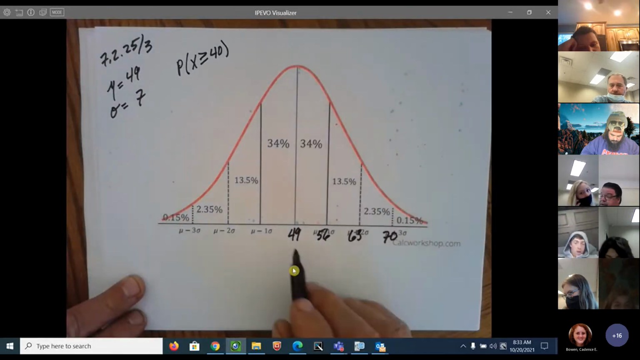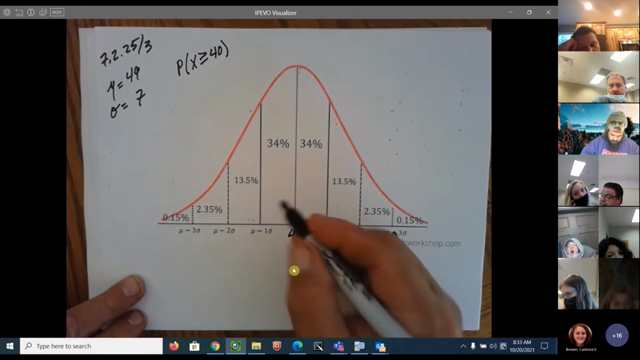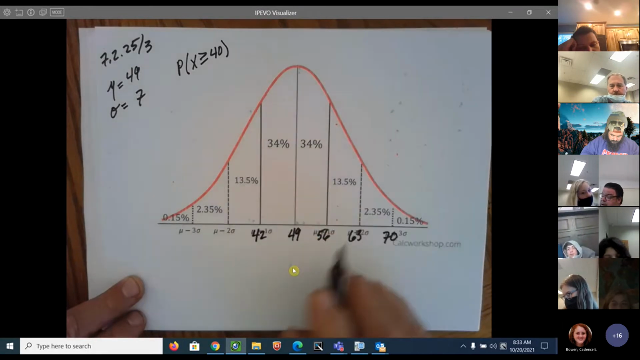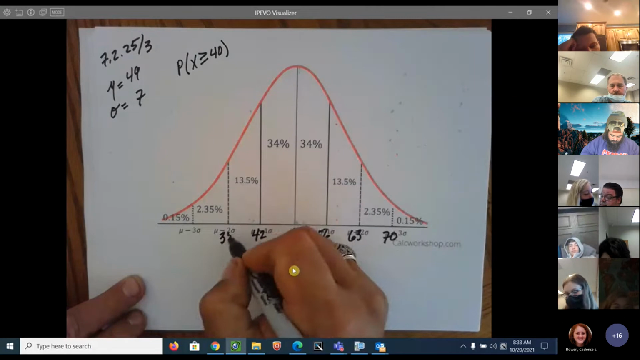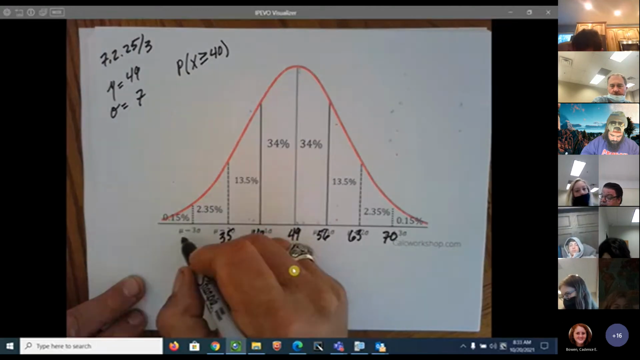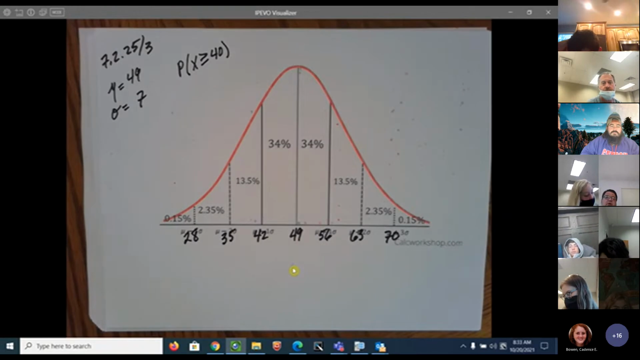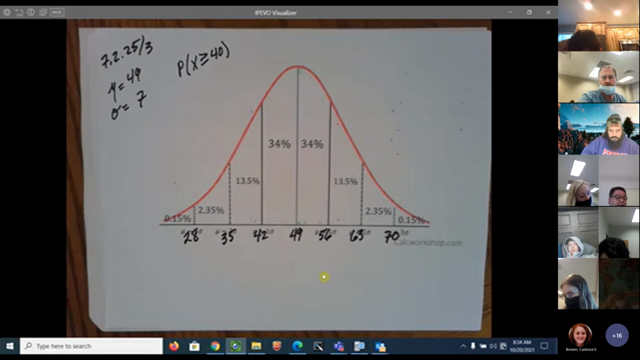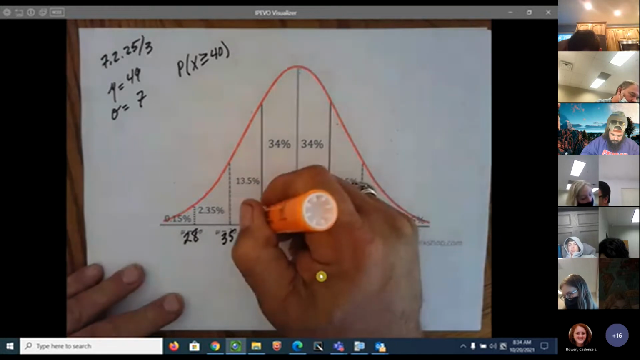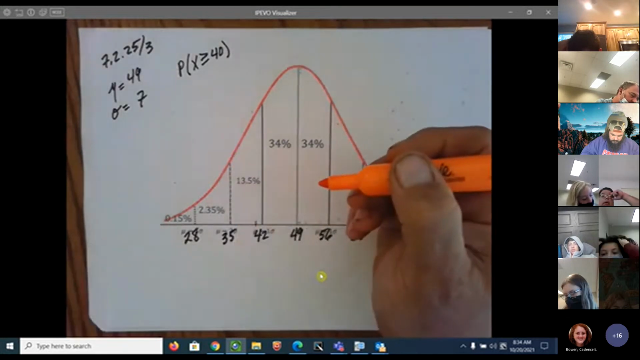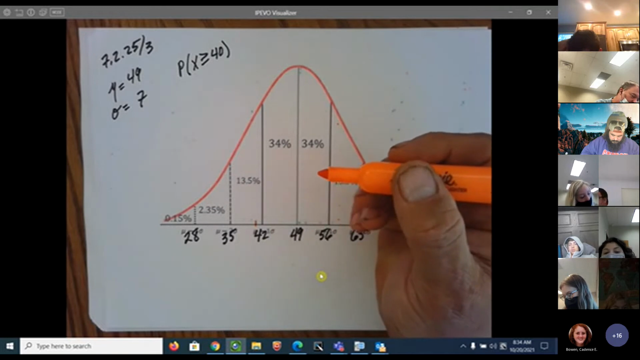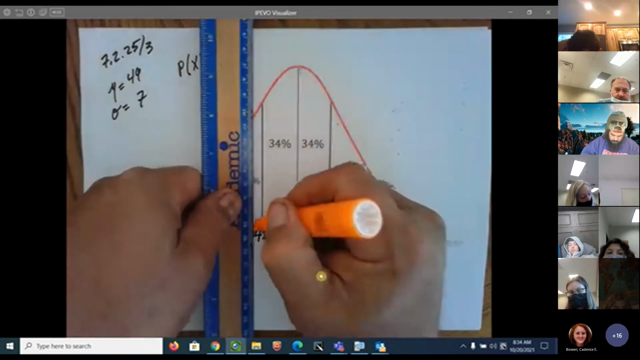And y'all better check my math. 49 minus 7 is 42. 42 minus 7 is 35. 35 minus 7 is 28. Somebody please check those. Give me a thumbs up if that's right or not. All right. So where is 40? Well, 40 is right here. And they want to know greater than 40. So greater than 40 is to the right.